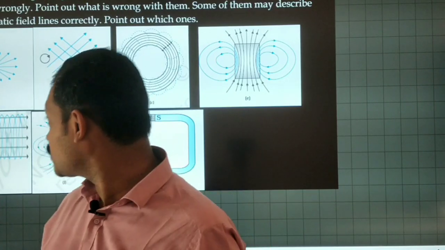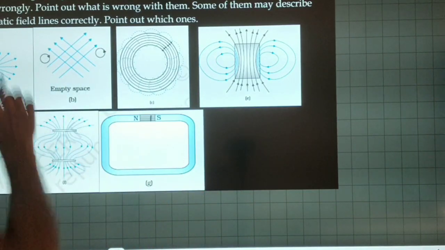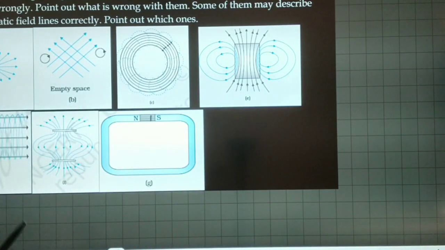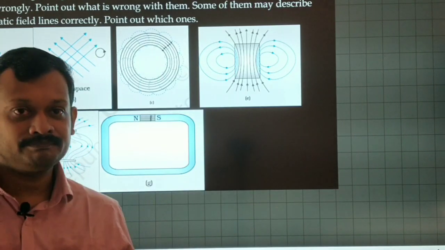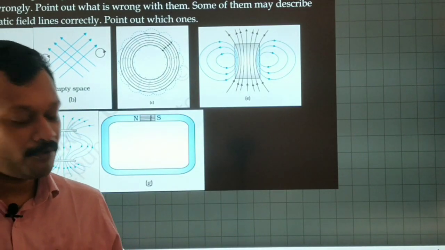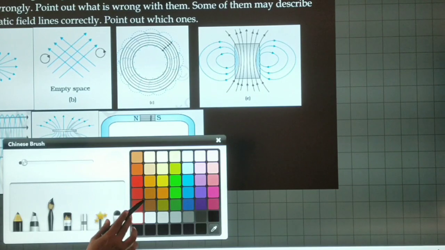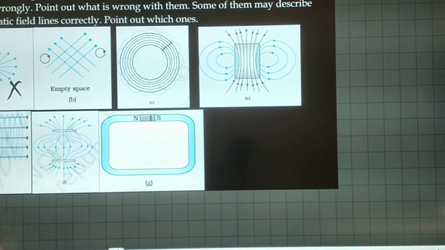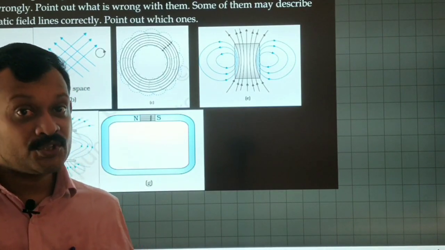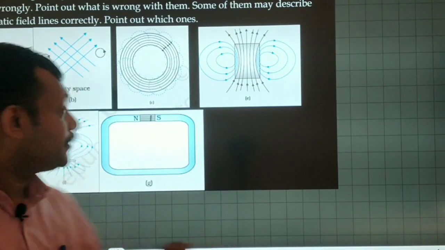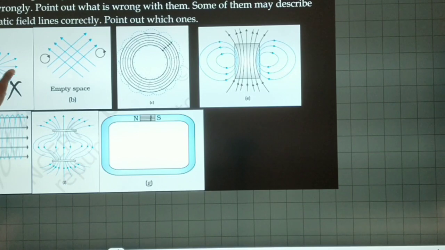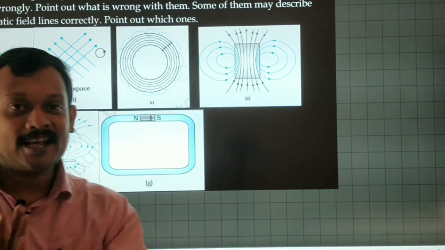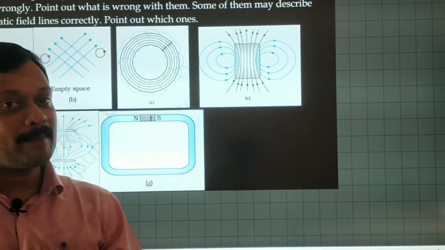Okay, I am discussing it, continuing with my class. Can option A represent magnetic field lines? As I told you before, this cannot represent magnetic field lines. This is wrong. Can this represent electrostatic field lines? Obviously it is possible, because electrostatic field lines can originate from a point. Magnetic field lines cannot originate from a point.